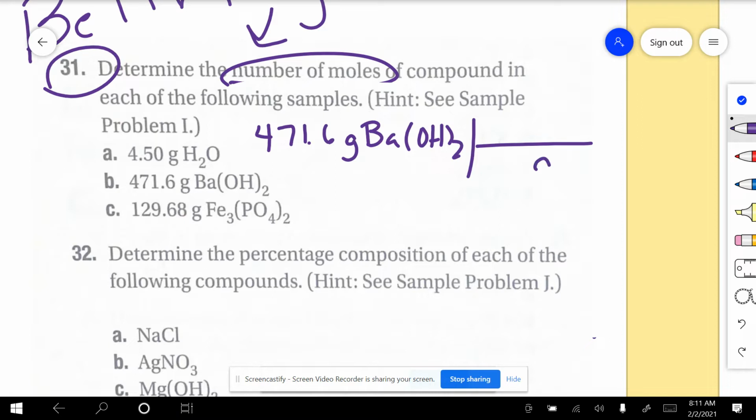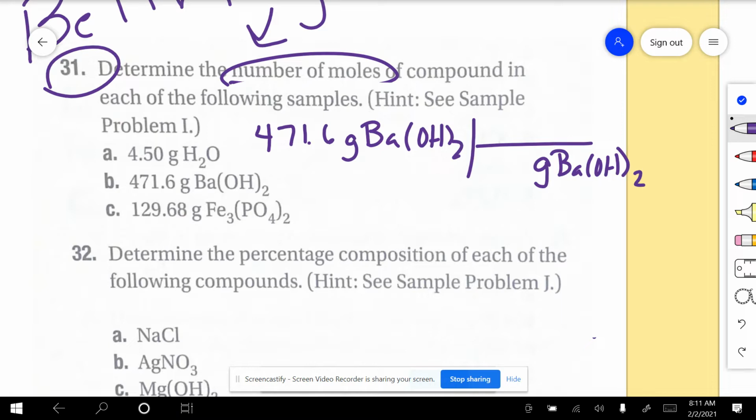Okay. Yes, that's where our mix-up is. It's not 154. It should be 171. Y'all got it right there? Okay. Should be 171. So let me explain how we got that.